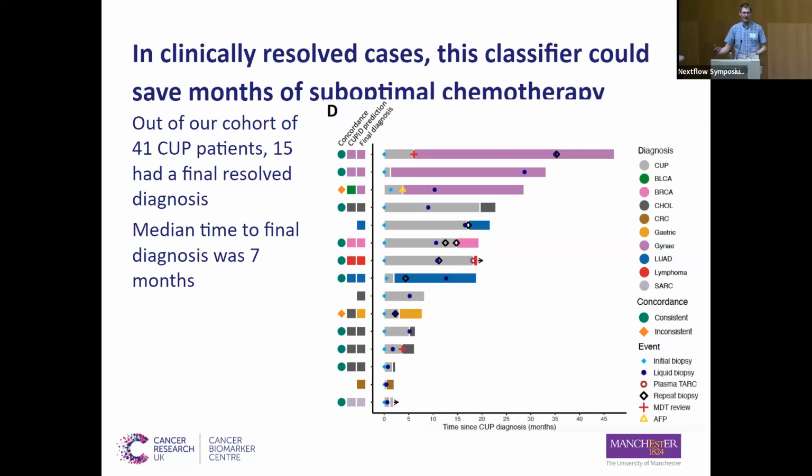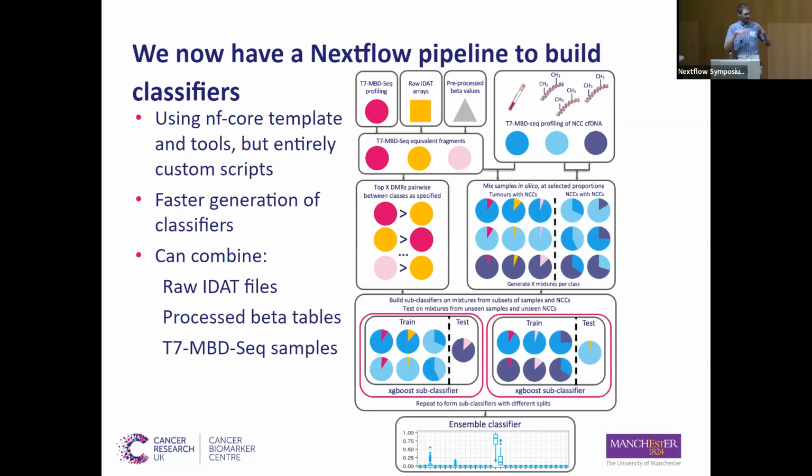And in the patients that actually have a resolved diagnosis, so 15 of our patients get a later diagnosis, of those we predict the same thing in 10 of them, and 2 of them we predict something different, and 3 of them we don't make a prediction. But the median time to the actual diagnosis for these resolved patients is 7 months. So it's a long time of suboptimal chemotherapy and diagnostic uncertainty. So that's my actual application.